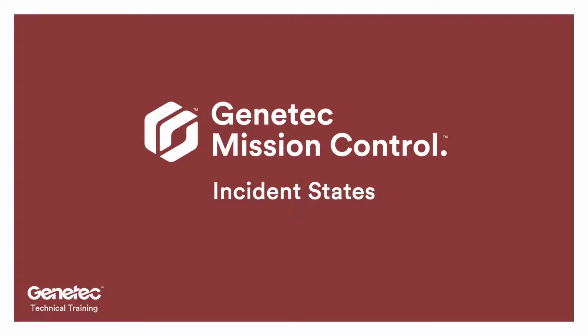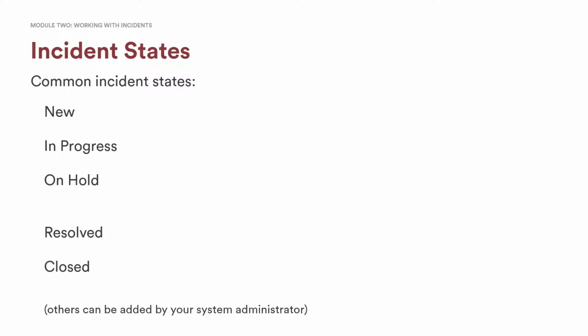When you're looking at incidents in the list, you can tell what is happening in the incident by looking at the state. The default states for an incident are new, in progress, on hold, resolved, and closed. These are the most common ones, but custom states may have been added by your administrator. When an incident is first created, either triggered automatically by the system or manually by an operator, it's in a new state, meaning nobody has touched it yet.